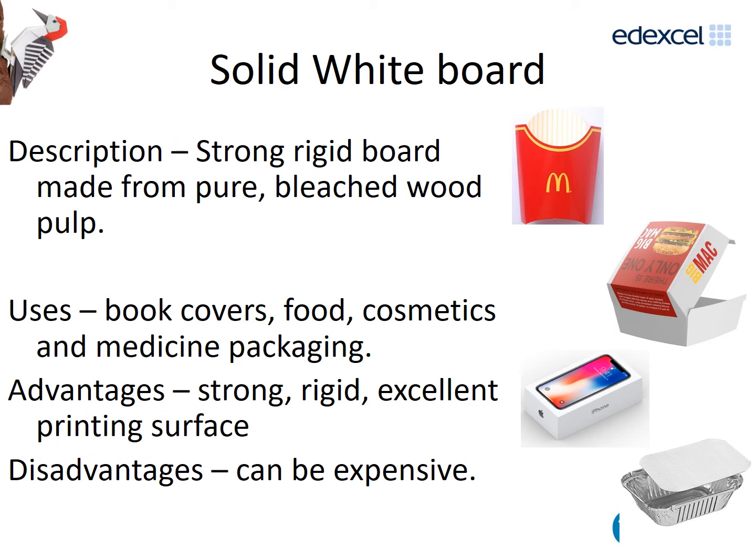Solid whiteboard is quite a strong and rigid board, made from pure bleached wood pulp. Because of the chemical processes involved, both sides of solid whiteboard are completely white, which means you can print on both sides. It's often used for book covers, food, and cosmetics.